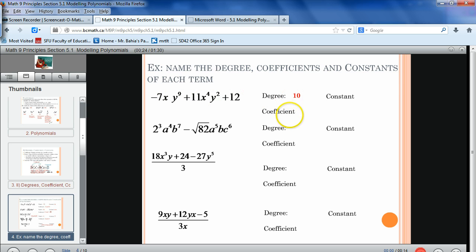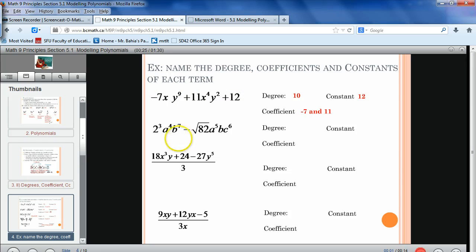What is the coefficient? Or I think constant is what we'll do next. The constant would be 12. It's just the number by itself there. So that's 12. And the coefficients, remember, coefficients are the number in front of the variables, in front of the letters. So you'd have -7 and 11. So the constant is 12. Remember, constant is just the number by itself, and the coefficient are the numbers in front of the variables.